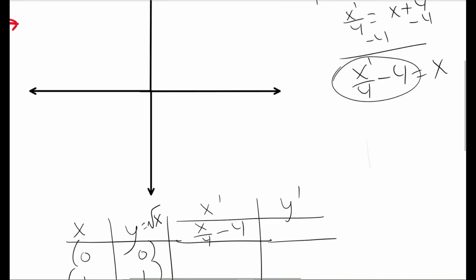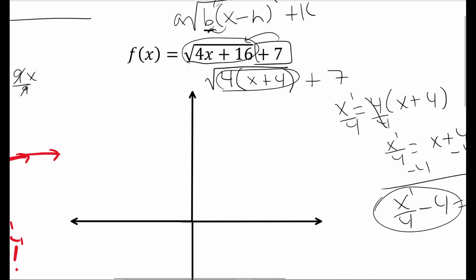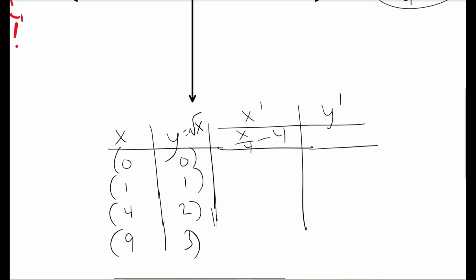What about the y? The y's are actually the easiest ones to do. In this case, there's nothing happening to the radical except for the plus 7. That's the only thing that's doing anything to the radical, right? The rest is actually inside the radical, so it's not doing anything to it. The only thing that's doing anything directly to it is what's on the outside. So therefore, we're just going to do plus 7, right? So we're going to take our y value, and we're going to add 7 to it.